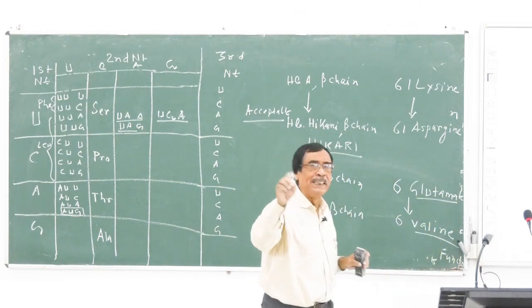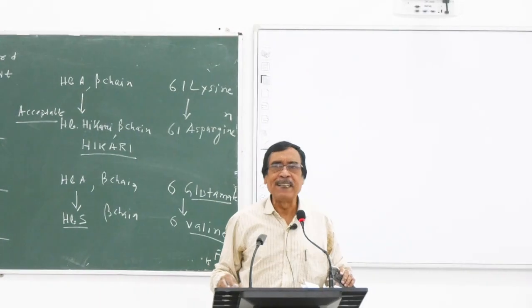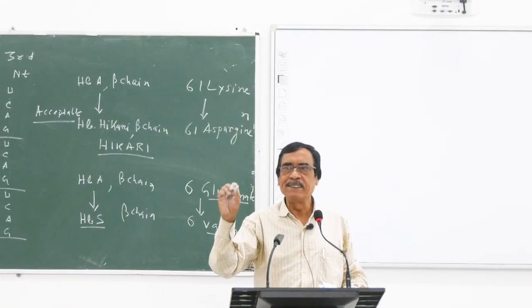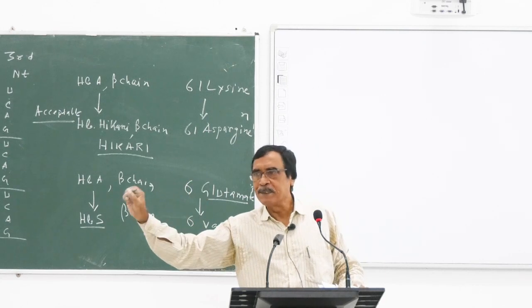Glutamate is replaced by valine in the beta chain 6 position. Beta chain 6 position, glutamate replaced by valine.